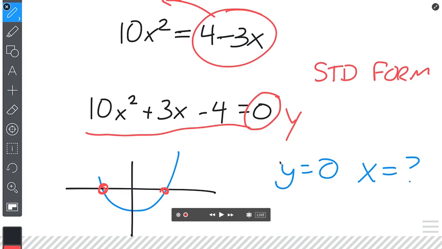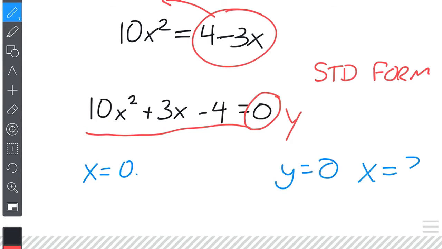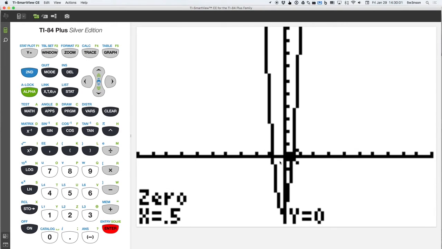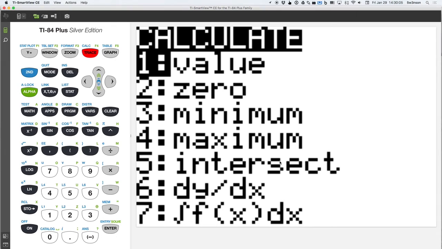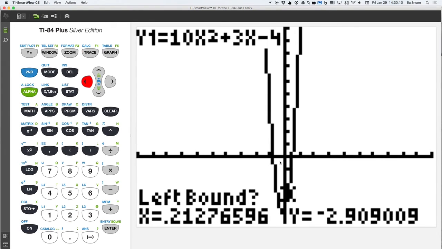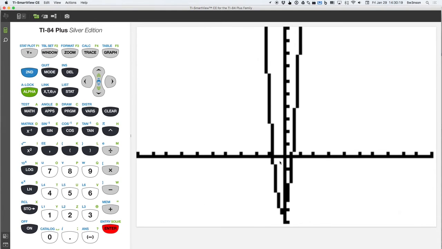So coming back here, my two solutions are going to be 0.5, so x is 0.5, and now let's go back and find the other one. So again, how do I do that? I'm going to press second calc, and then number 2 for the 0, and this time I'm going to go to the other x-intercept. So it says left bound, so I'm going to be above it right here, hit enter. Right bound, I'm going to go below it, and then my guess is just going to be right there.